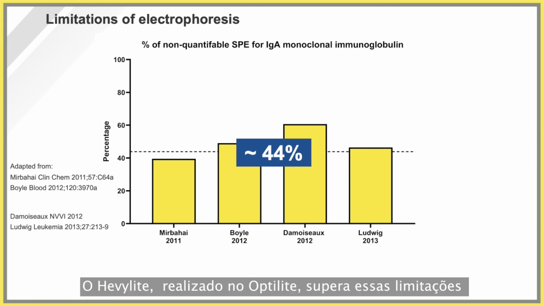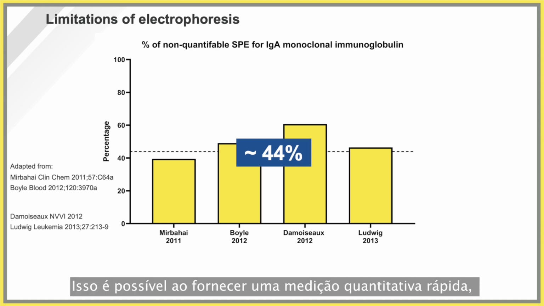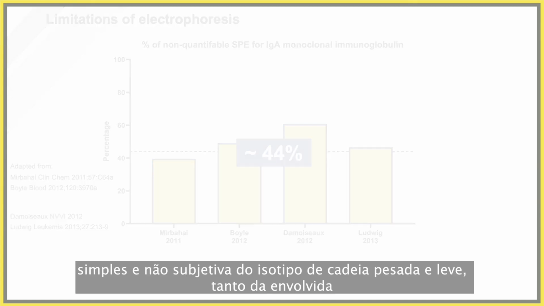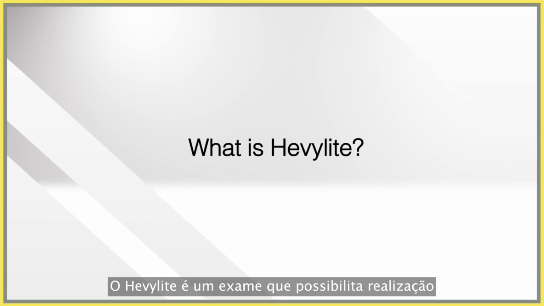Hevylite and Optilite overcome these limitations by simplifying measurement of the monoclonal protein during monitoring of patients with multiple myeloma. It achieves this by providing a quick and simple, non-subjective, quantitative measurement of both the involved and uninvolved heavy and light chain isotype.